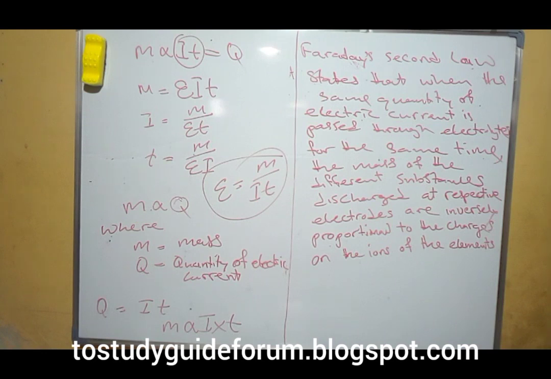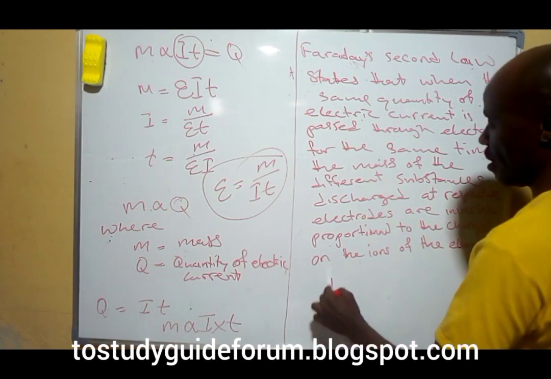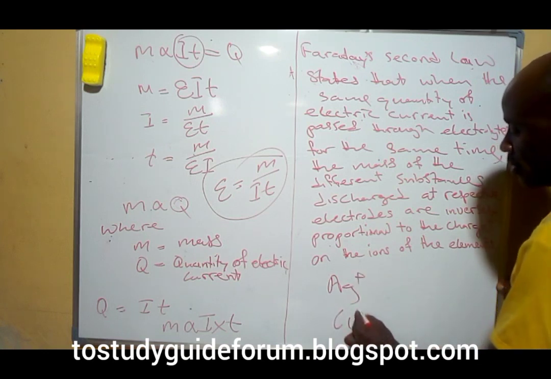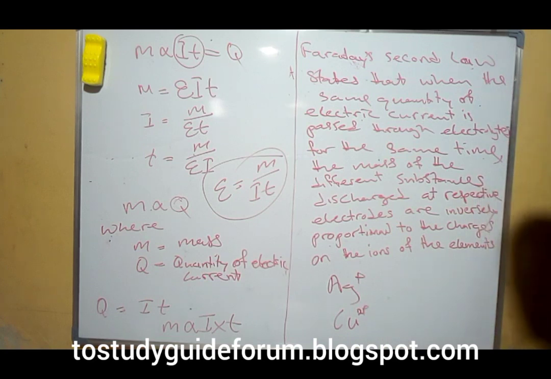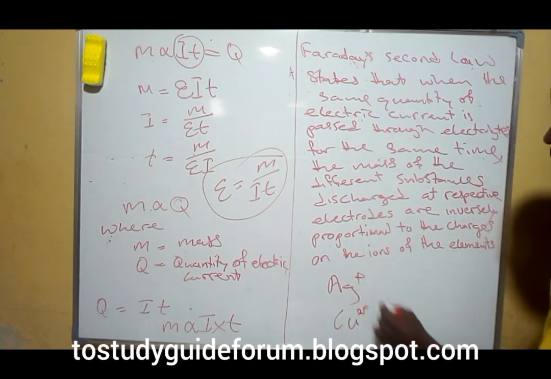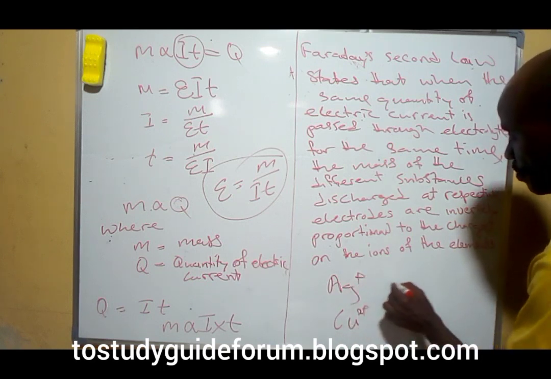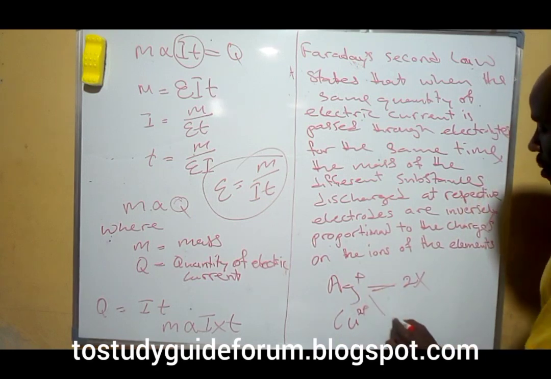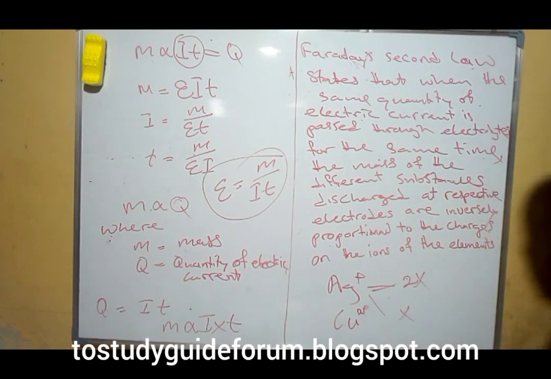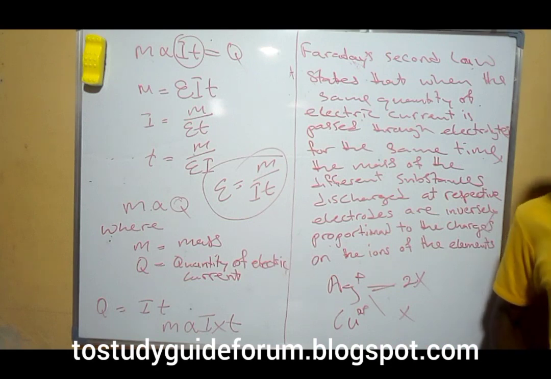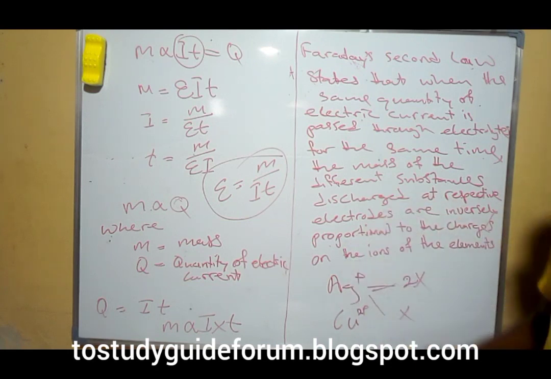That means, for example, let's say we have silver, which has a charge of 1+, and copper, which has 2+. If the same quantity of electricity passes through them, the mass of silver discharged will be 2x, while that of copper will be x. That means it's inversely proportional to the charges on the ions.